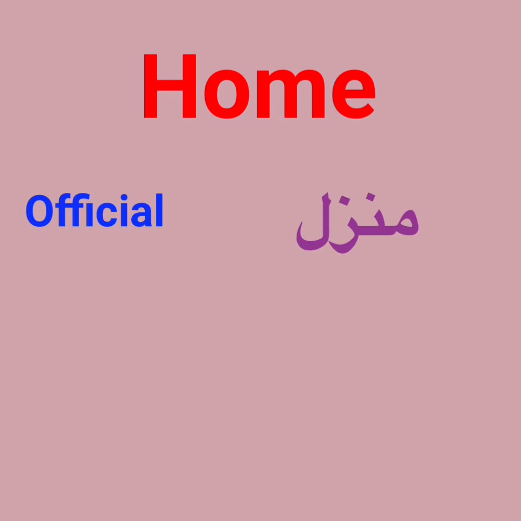Home means منزل. منزل means home. But sometimes you would hear the word بيت. Bait is more common than the word منزل. So how do we say home? منزل or بيت.